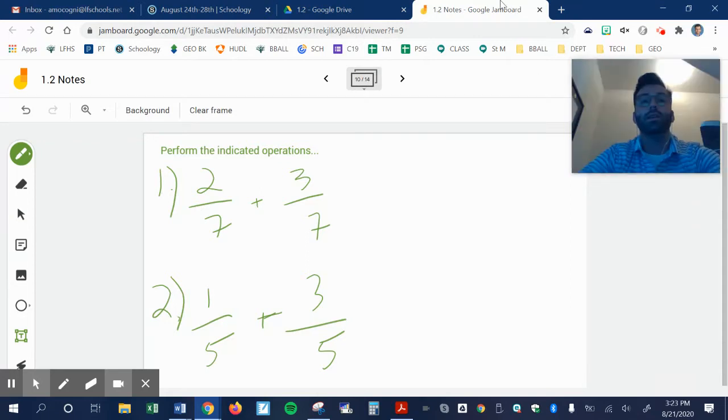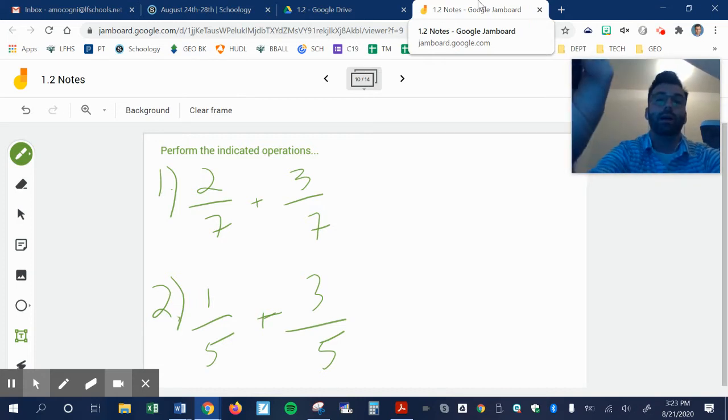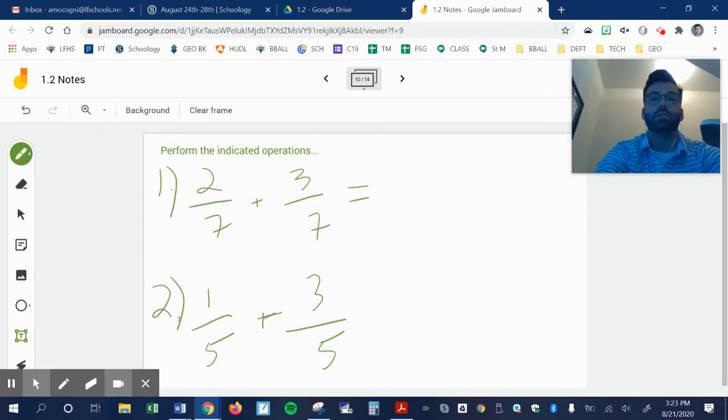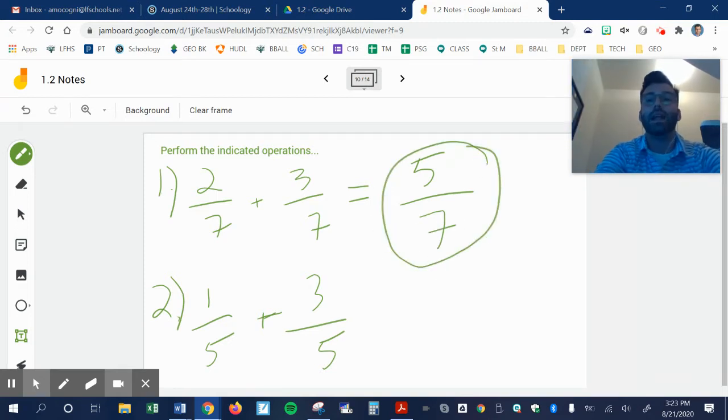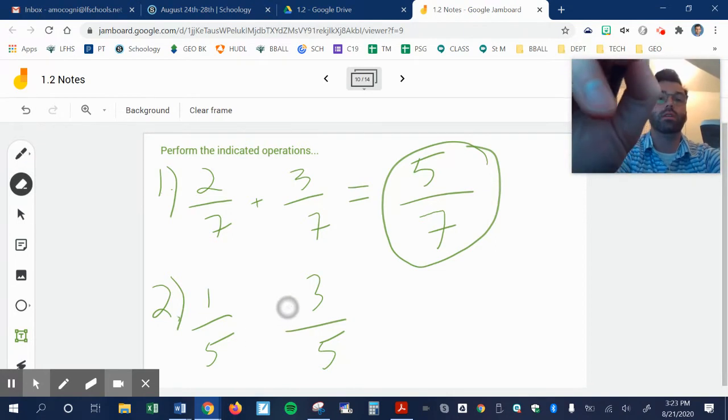So let's try it. Perform the indicated operations. For the first one, 2/7 plus 3/7. They have a common denominator, so I can just add the numbers across the top. That becomes 5 over 7. The numerator changes, the denominator does not. I keep the denominator the same. I'm going to change this one down here.